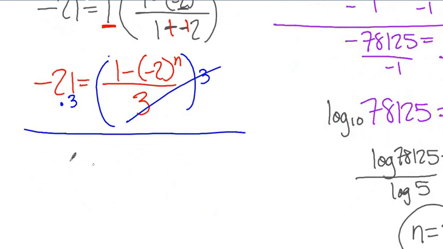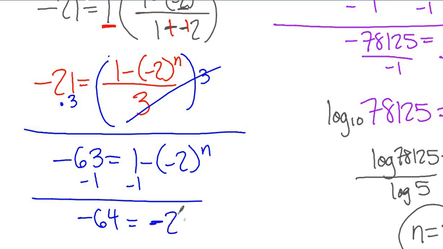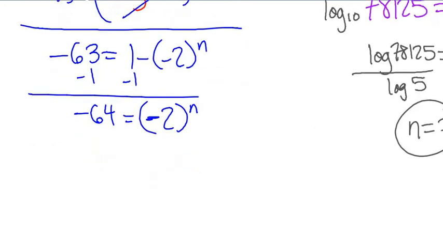So now we have -63 equals 1 minus this. Okay, let's subtract 1 from both sides. We'll get -64 is equal to -2 to the n. Now here's the difference from the last problem. The last problem was -5 to the n. It said 1 minus 5. This one said 1 minus, and now our common ratio actually is negative. So I'm not able to divide both sides of that by -2 because it's not -2 times n. It's actually the number -2 to the n.